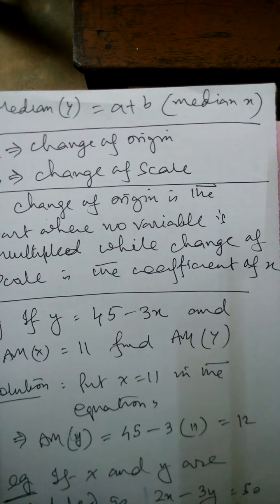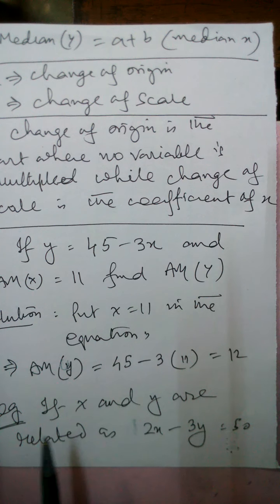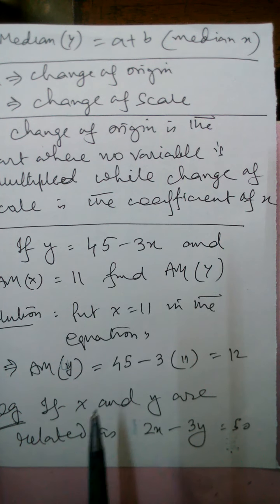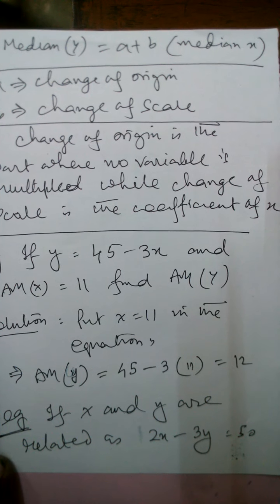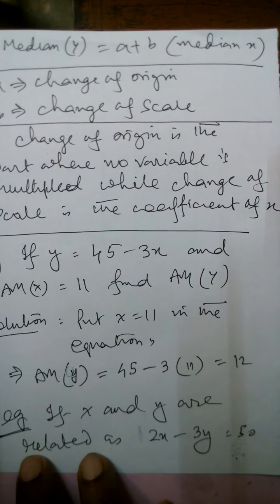This same rule will be applicable for median and mode. Same rule like this. X and y are related as 2x minus 3y is equal to 50. Find the median of y if the median of x is 55. Remember the question that is given on the next page. If x and y are related as 2x minus 3y is equal to 50, then find the median of y if the median of x is 55.